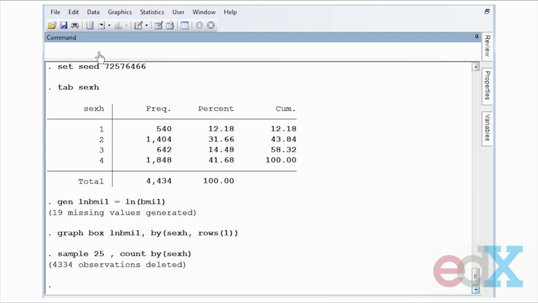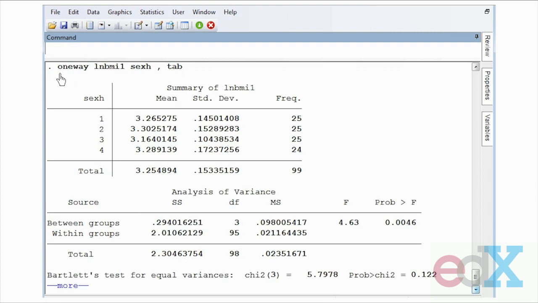Let's do our one-way analysis of variance. So it's one way, and now the outcome variable is log BMI1, and we want it by 6H. And let's ask for tab to tabulate what's going on. Here we have the results. So there's the command, and here we have the results.